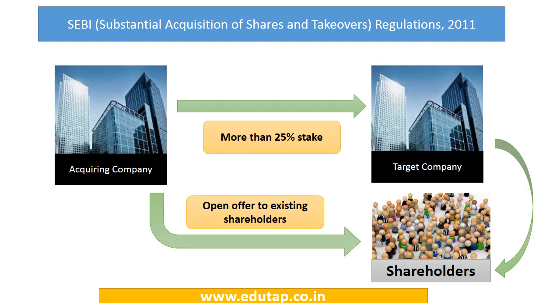So this is how things are going to be as per the SEBI substantial acquisition of shares and takeover regulations 2011. So as per the regulations, if an acquiring company is acquiring more than 25% stake in the target company, then the acquiring company has to make an open offer to the existing shareholders of the target company that if they want an exit option, if they want to sell their shares to the acquiring company, they can do so.